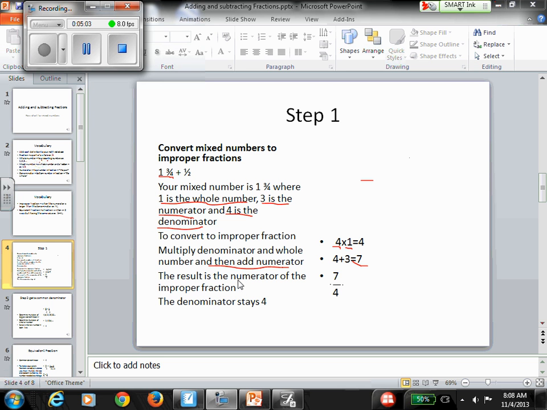That answer becomes the numerator of the improper fraction. So here's 7 right there. The denominator never changes. It stays as a 4. So you just keep the denominator all the way through when you're changing a mixed number to an improper fraction.